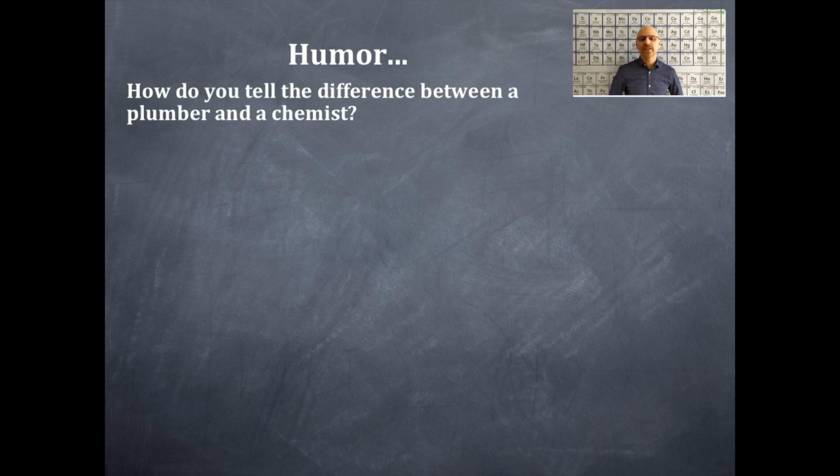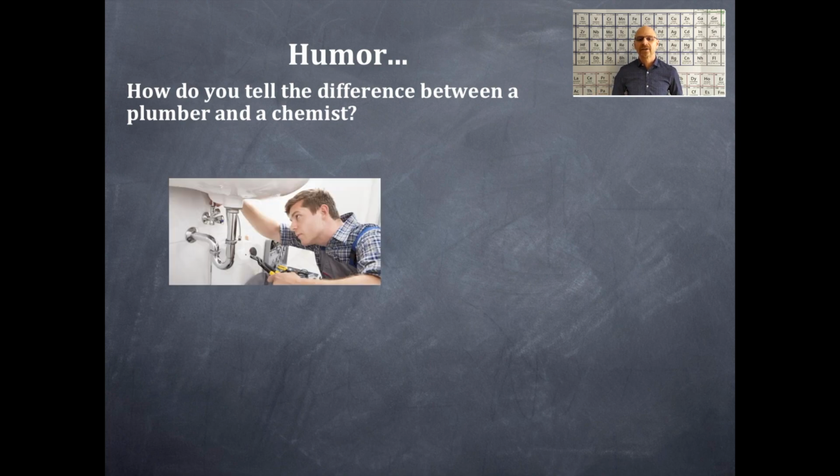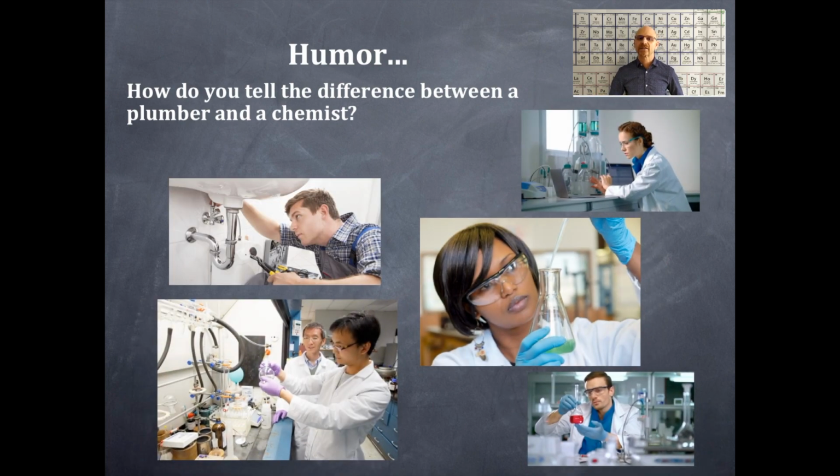Okay, how do you tell the difference between a plumber and a chemist? Here's a plumber. Here are a number of chemists doing chemistry. Ask them to pronounce "unionized." So the plumber will pronounce it "unionized." The chemist will pronounce it "un-ionized." All right, hopefully you enjoyed that joke here.